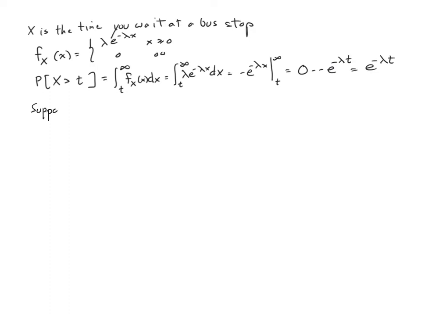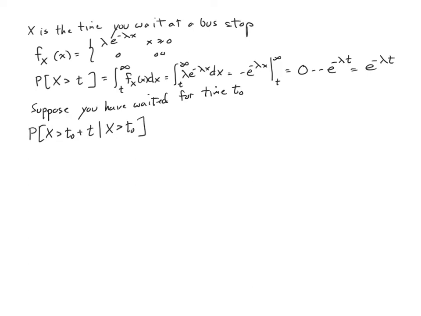So now consider the situation. Suppose you have waited for time t0. And the question you're interested in is what is the probability that you wait an additional time t? So it's the probability that x is greater than t0 plus t, given that x is greater than t0.